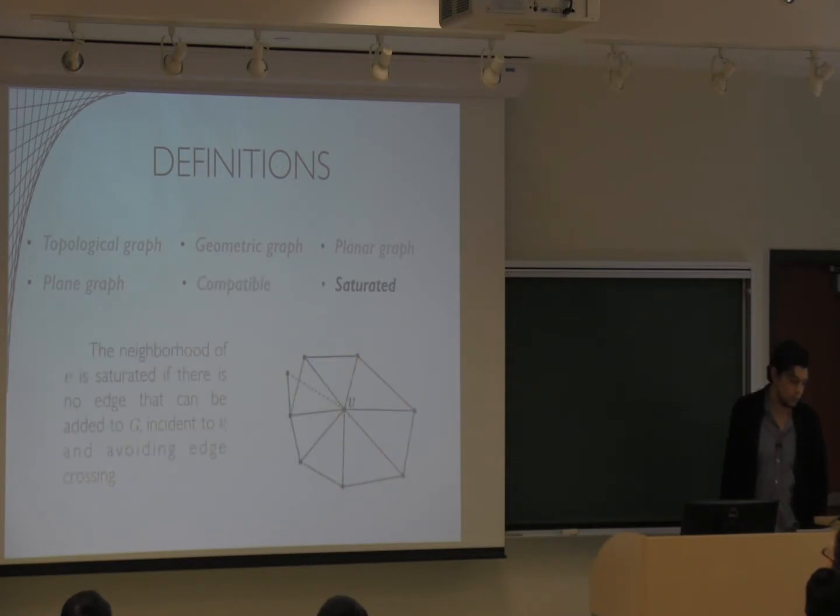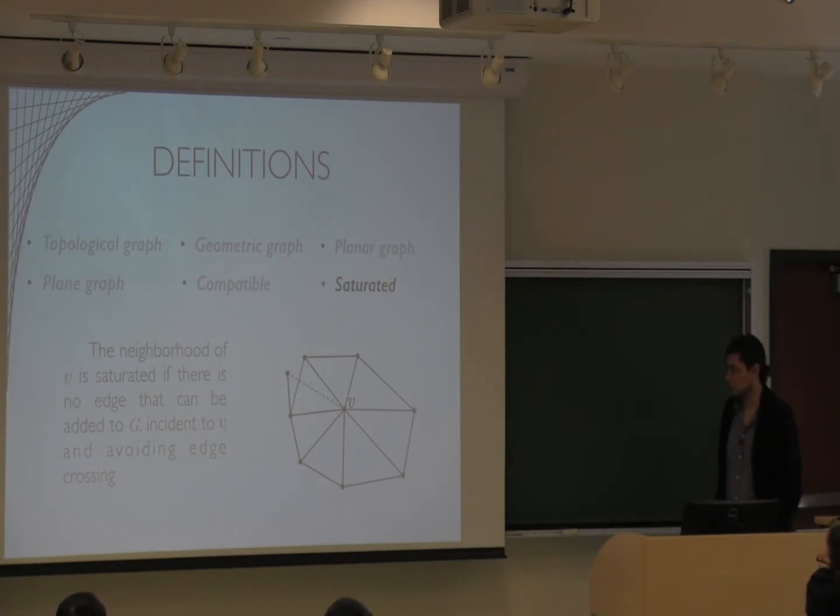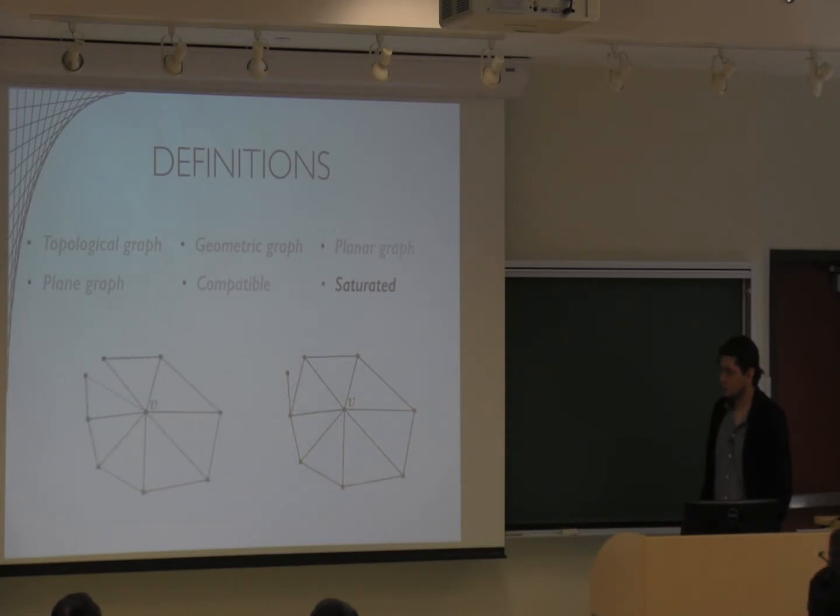We say that the neighborhood of b is saturated if there is no edge that can be added to G incident to b and avoiding edge crossing. In the example, we have an edge and a dashed edge that cannot be added, avoiding the crossing. For short, we say that one vertex is not saturated and the other is saturated.